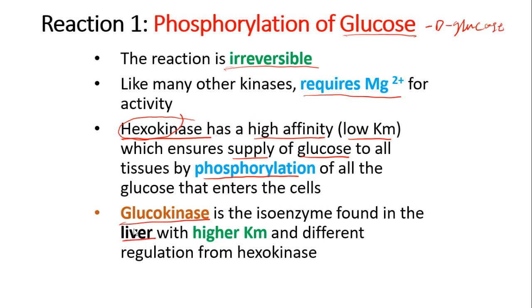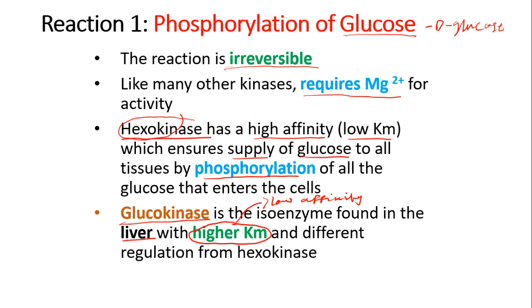And glucokinase is an isoenzyme which is found in the liver. And this glucokinase has low affinity because it has high Km. This simply means that it has low affinity. That simply means that it is controlling how much hexokinase is there.